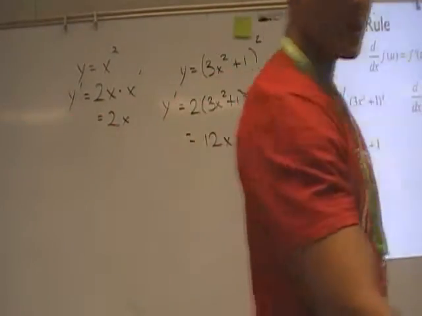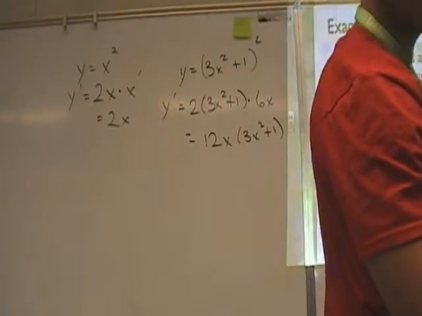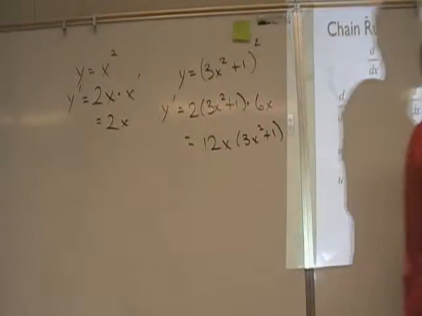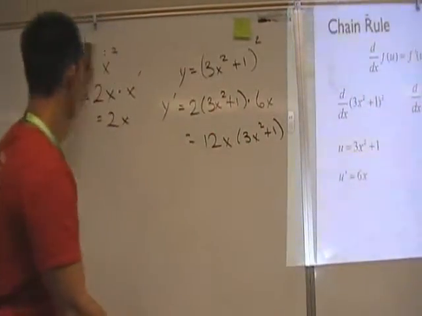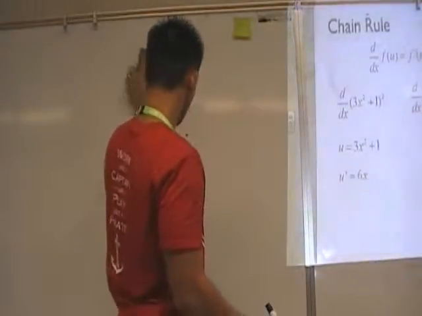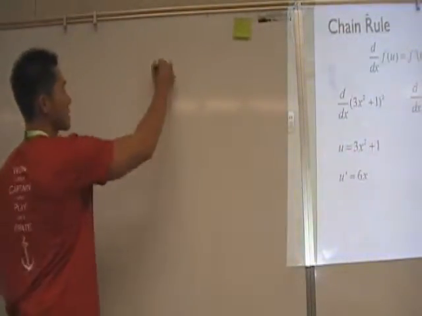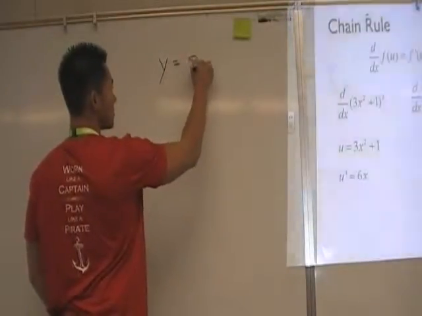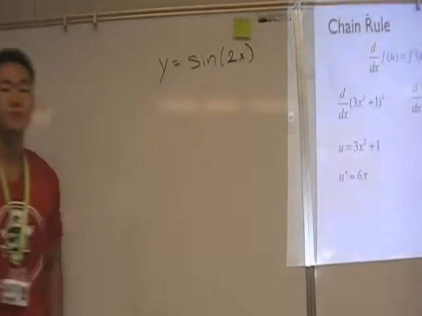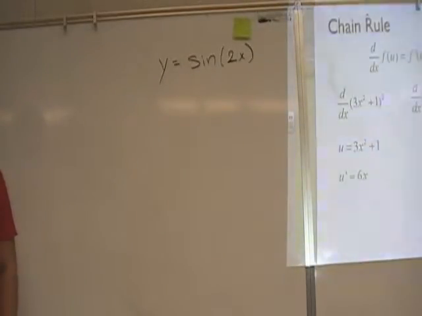So let me put up, I think this example is going to be too hard for you guys. Okay, let me put up another example first, something a little more simple. Make sure you get that, and then we'll move on to something a little more difficult. So let's say this is our function here. Y is equal to sine of 2x. I think that's a little bit more complicated.